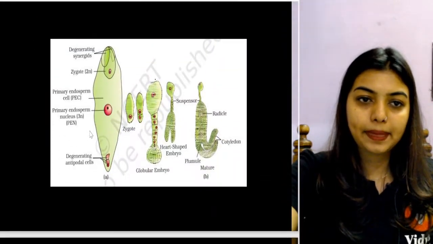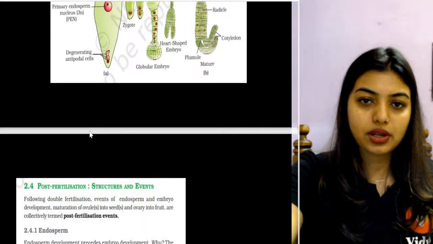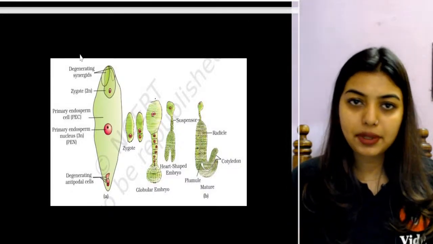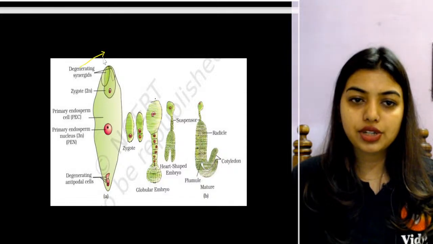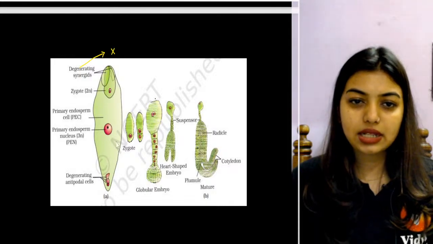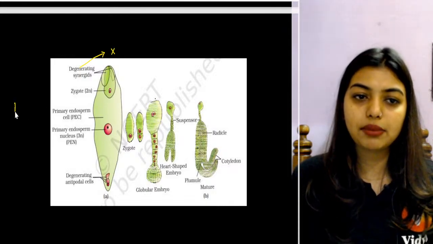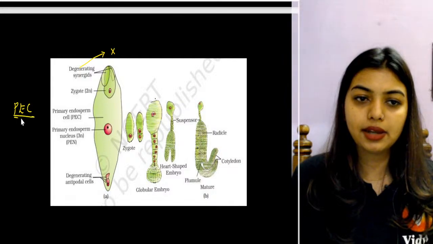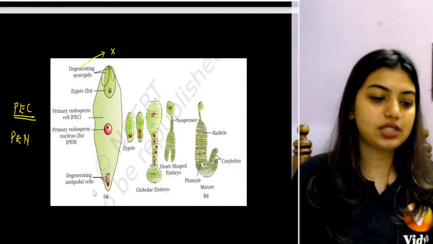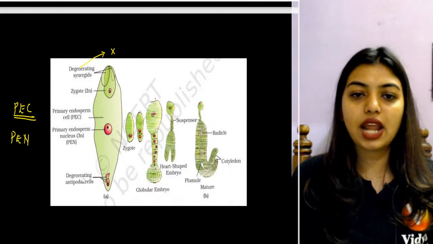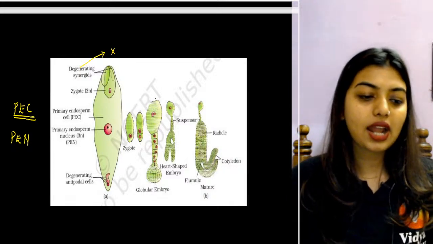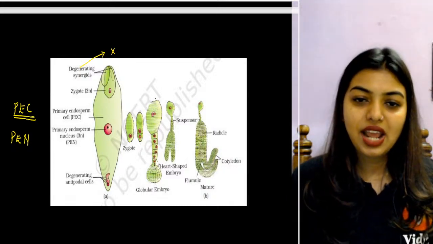Now here different shapes of embryo are there. Let's see that also. Students, once the fusion has happened, the synergids are going to degenerate. The zygote will be present. Instead of the central cell, the primary endosperm cell, PEC, will be there, then the primary endosperm nucleus, then degenerating antipodal cells. Then the zygote is going to continue the division, and it will form.